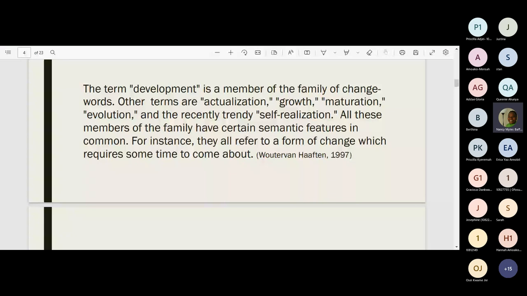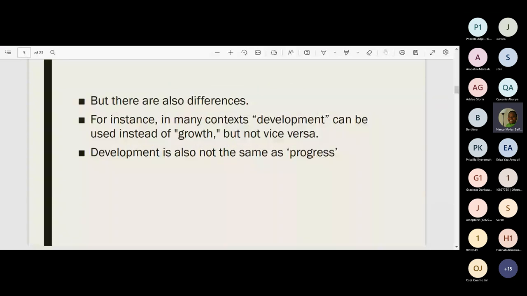So the terms development and actualization and growth and maturation and evolution and self-realization, and I want to add even progress, seem to belong together, even though there are certain fundamental differences. Please keep looking on my screen if you can. And our lady just read one. In many contexts, she says, we can use development to replace growth. When we say, if they win you, you have grown, the two can mean together. If the person has developed, we can say, oh, you have grown.